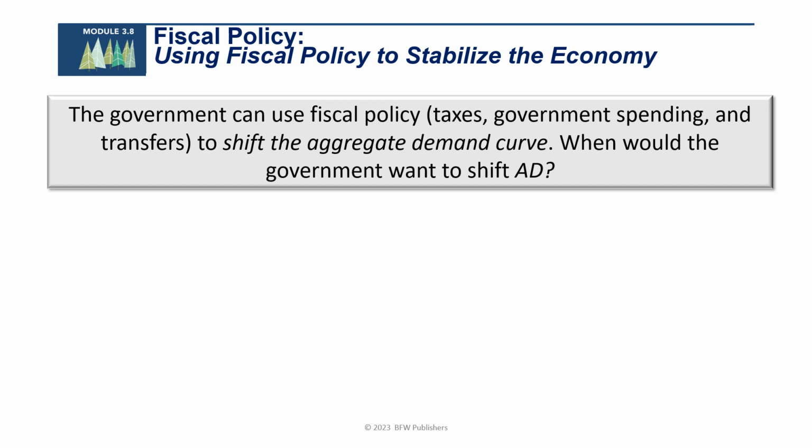When or how will fiscal policy changes, in government tax rates or government spending and transfers, ultimately shift aggregate demand? Well, when should it be used? When would we want the government to implement fiscal policy?